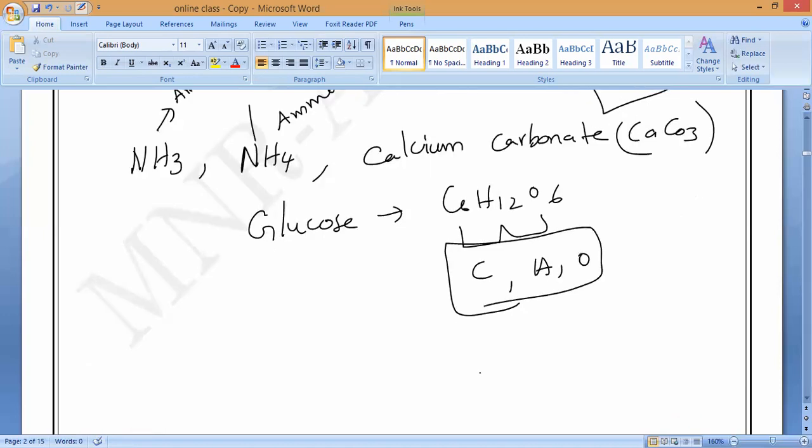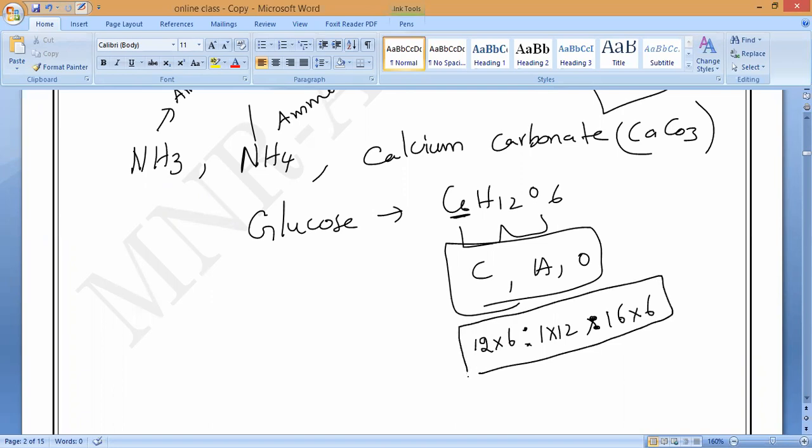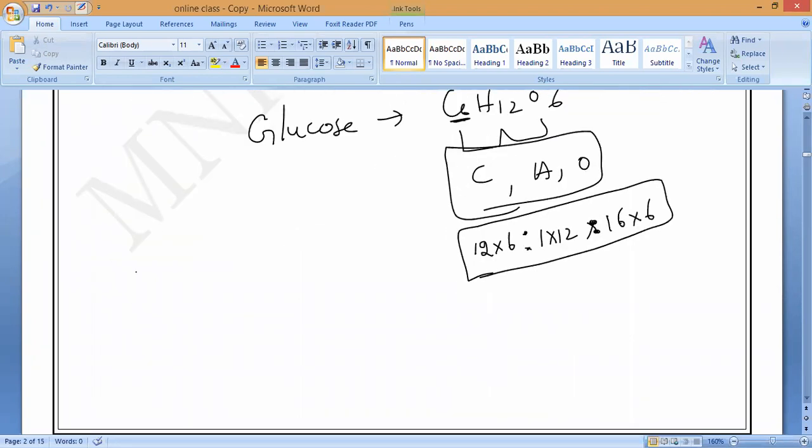So if you want to find the ratios, you can find them easily. Carbon, how much did I say? 12, correct? So 12 into 6. Into hydrogen, how much? 1 into 12. Into oxygen, how much? 16 into 6. If we do this, we'll get the mass ratio. Do you understand all of you? That is what you have to remember.